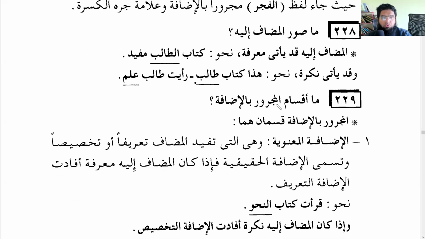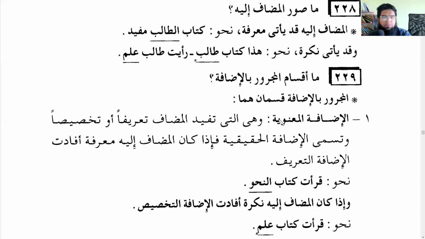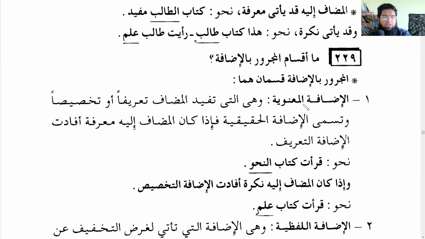ما أقسام المجرور بالإضافة؟ What are the types of مجرور بالإضافة؟ المجرور بالإضافة قسمان. There are two types. الإضافة معنوية. This is إضافة with meaning. It shows possession. وهي التي تفيد المضاف تعريفا أو تخصيصا. It gives the mudaf ta'rif. Ta'rif means ma'rifa coming, like a book is there, but it's not something specific. It's just a book. But if you say this is Zaid's book, it becomes ta'rif, no?